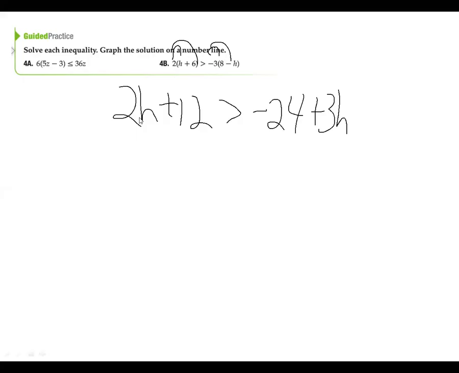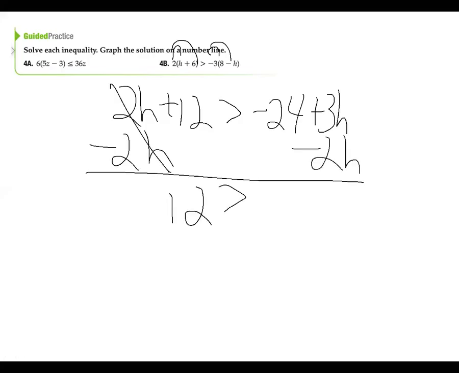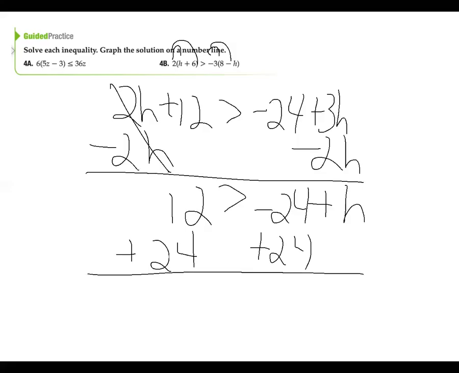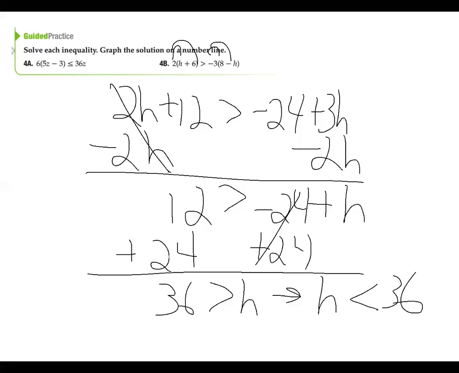So if I start off by getting the variables on one side, I'm going to subtract 2h from both sides. And you have 12 is greater than negative 24 plus h, because 3h minus 2h is 1h or just h. Then add 24 to both sides. Get 36 is greater than h, which is the same as h is less than 36. It's strictly less than, so when I graph it, I have 36 on the number line with an open circle and shade everything below it. Alrighty, cool stuff.